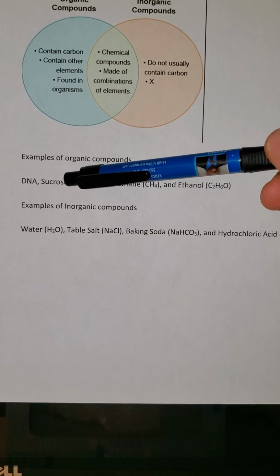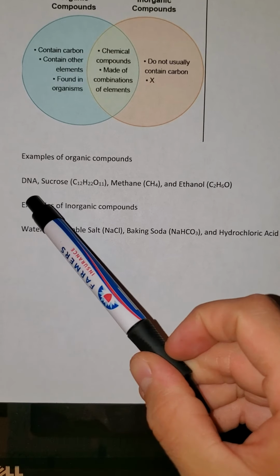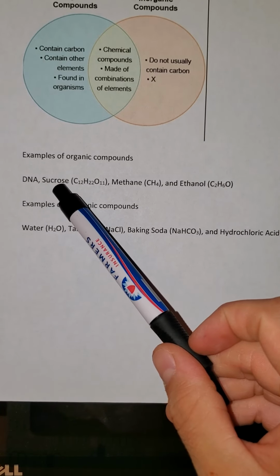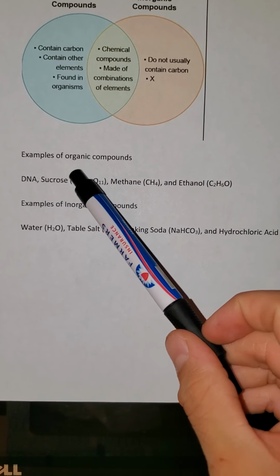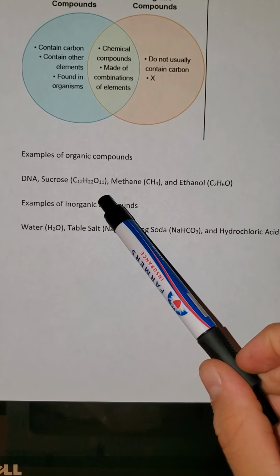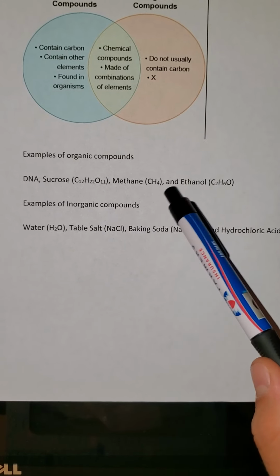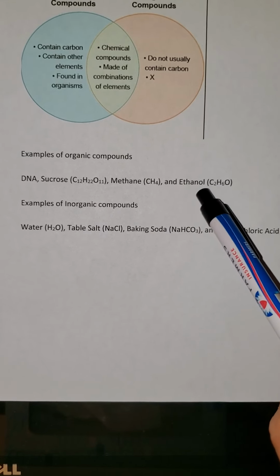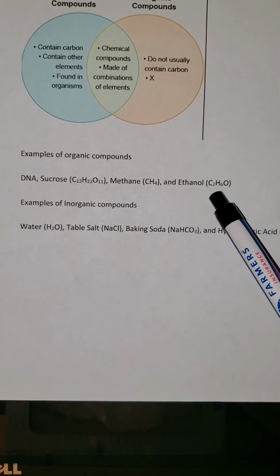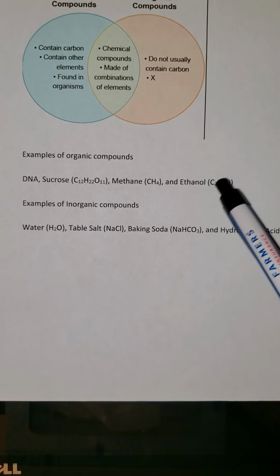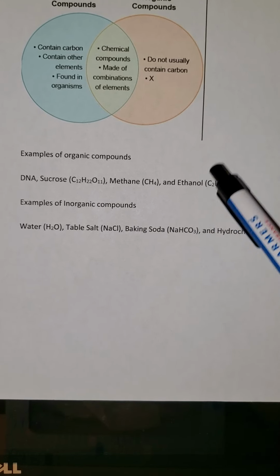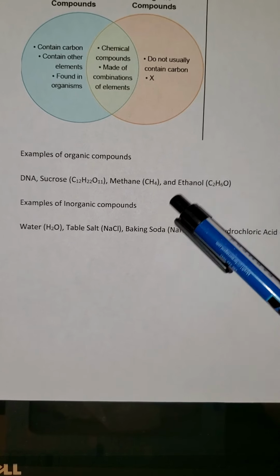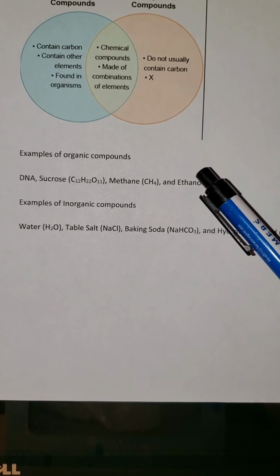Some examples of organic compounds, as in your DNA, we have sucrose, which is C12H22O11, there's the carbon, and methane, which is CH4. Again, we have our carbon right there. And ethanol, or alcohol, which is C2H6O. And again, you see your carbon source right there, helping you to tell that this is an organic compound.